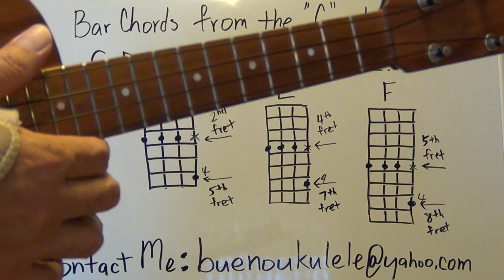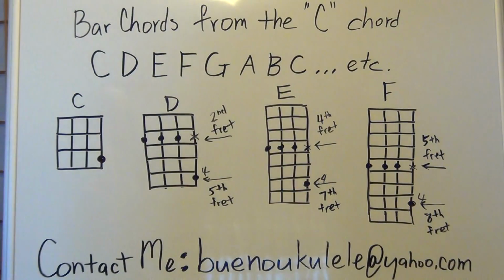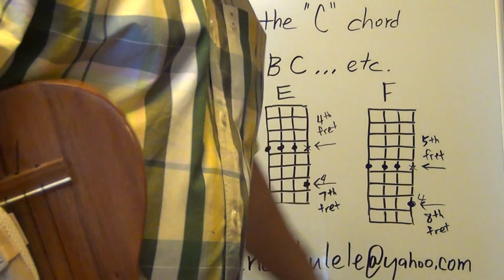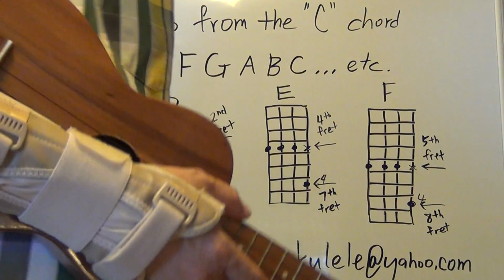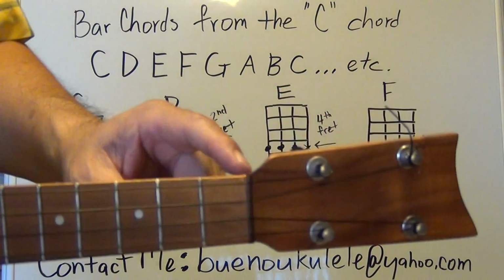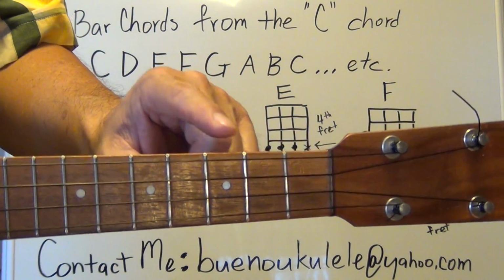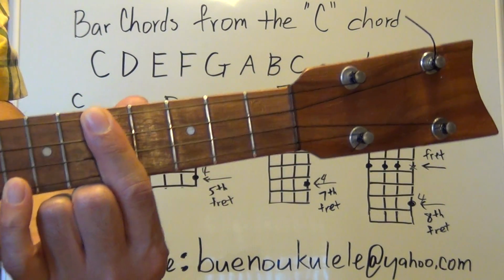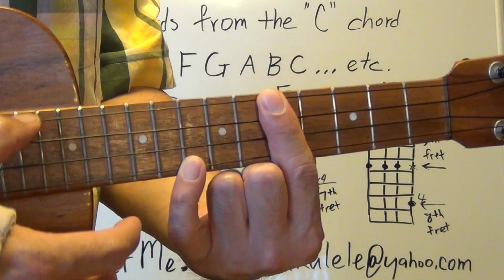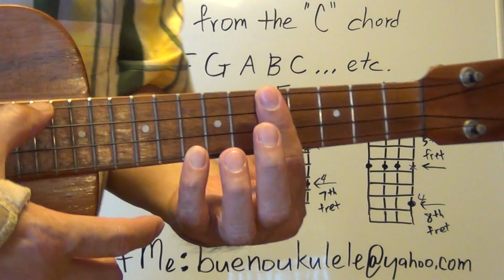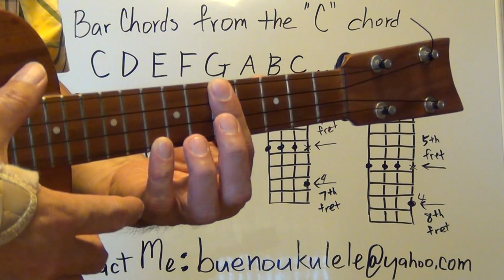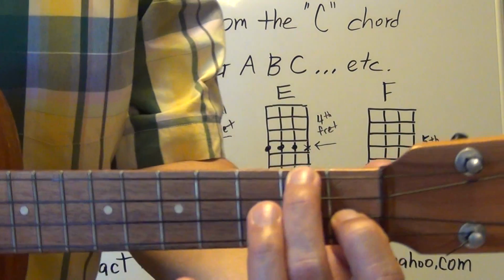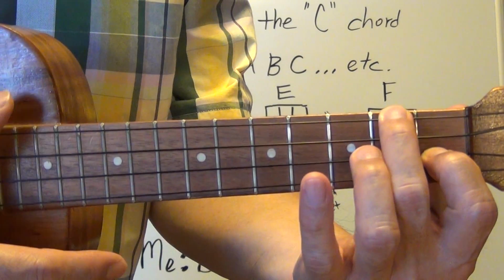Okay. Next, we're going to make an F chord. Move that bar up to the 5th fret. Baby finger on the 8th fret. This is the F chord. Bar on the 5th fret. 1, 2, 3, 4, 5. Right there. Baby finger on the 8th fret. Right there. Okay? F chord. So that's the F chord. And that F bar chord that I'm playing is the same thing as your regular position F chord over here. As you can see, it sounds the same.